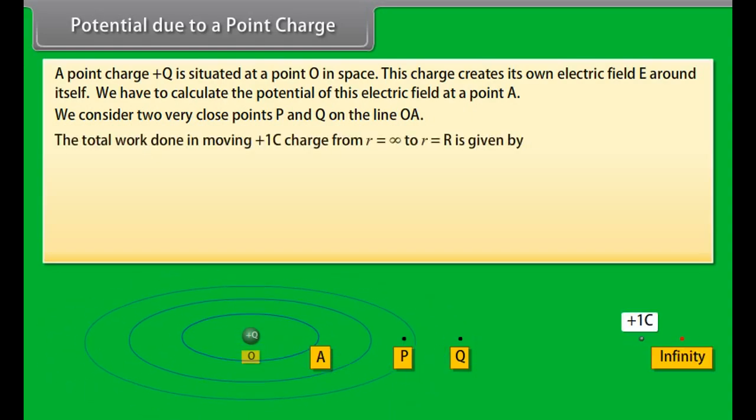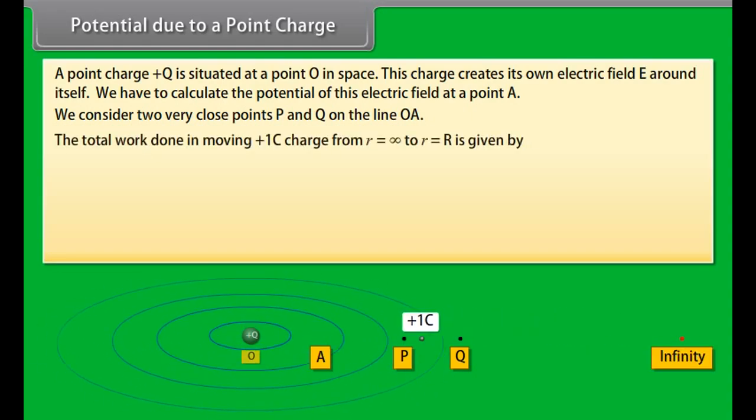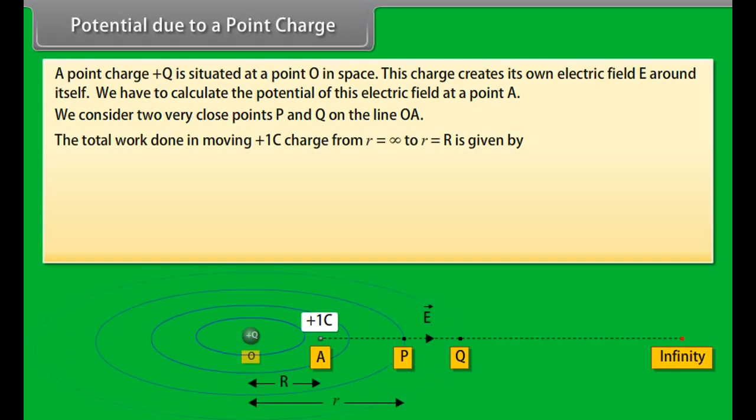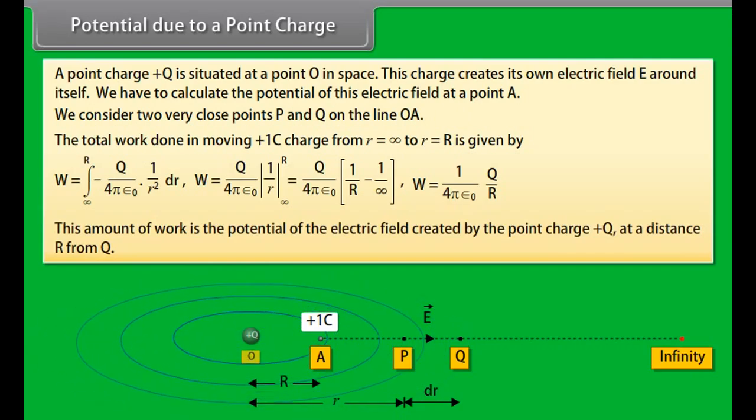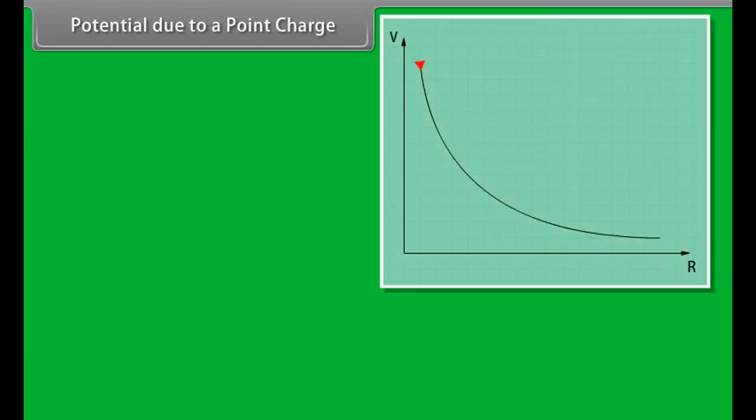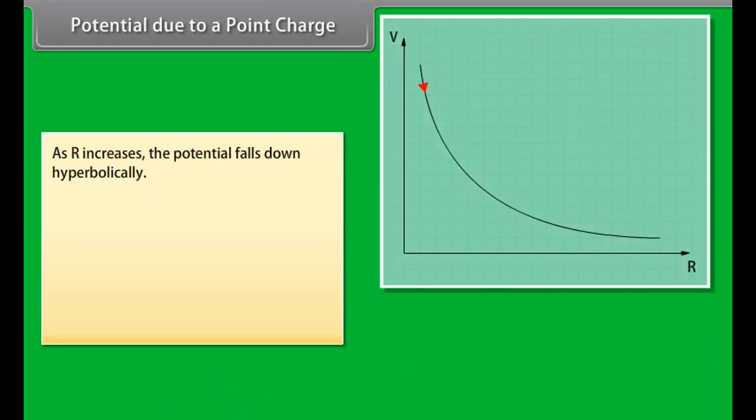The total work done in moving plus 1 coulomb charge from infinity to point R is given by W is equal to 1 upon 4 pi epsilon naught multiplied by Q upon r. This amount of work is the potential of the electric field created by the point charge plus Q at a distance r from Q. We can show in the graph that as r increases, the potential falls down hyperbolically.